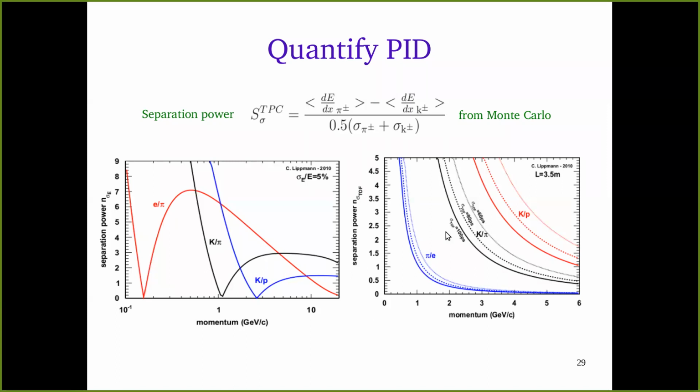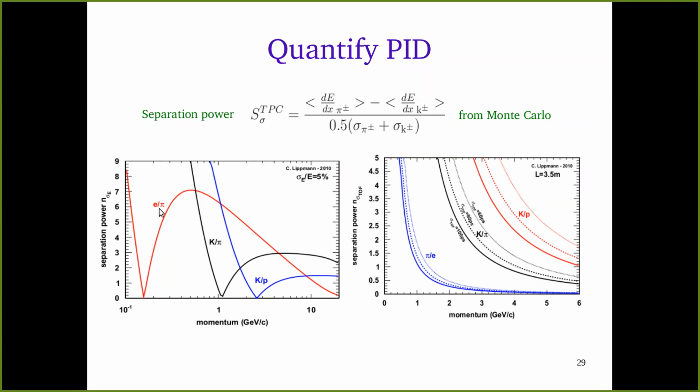So for that, there is a quantity. I have shown this for TPC, but this can also be constructed for TOF. This is called the separation power. Again, these are calculated from Monte Carlo. The separation power quantifies, at a given momentum range for any two particles, the minimum sigma of deviation that you can achieve at a particular momentum and for given resolutions of those two particles.